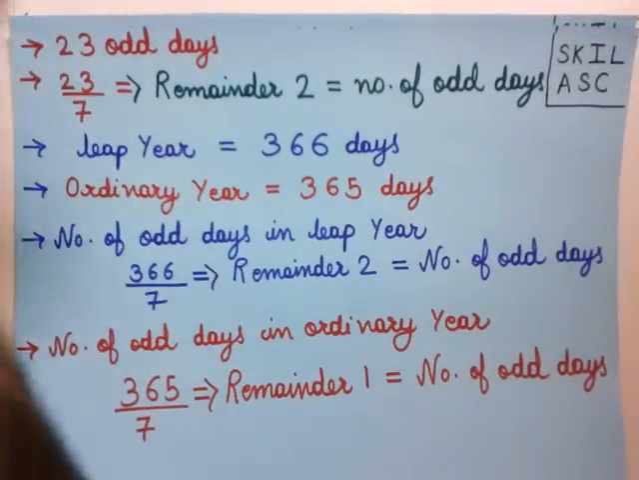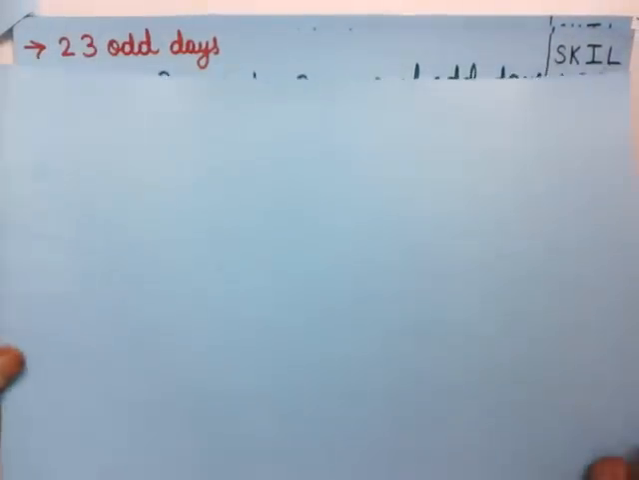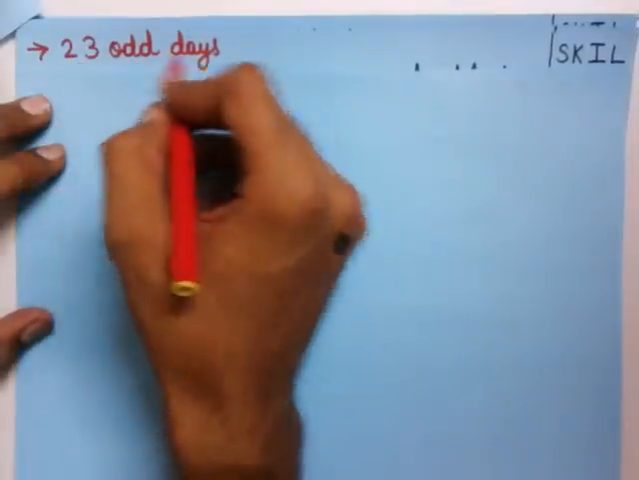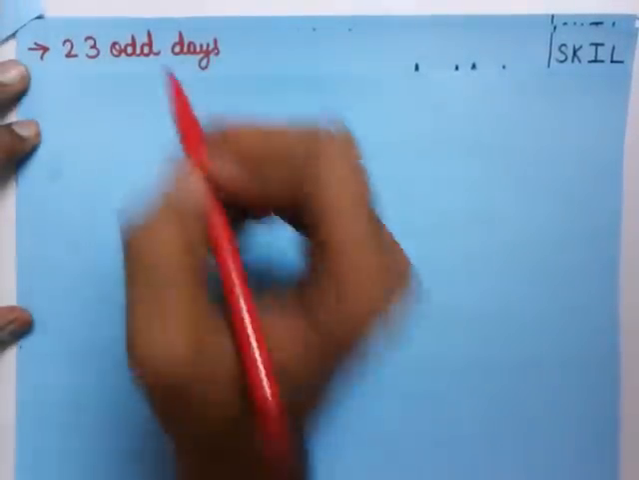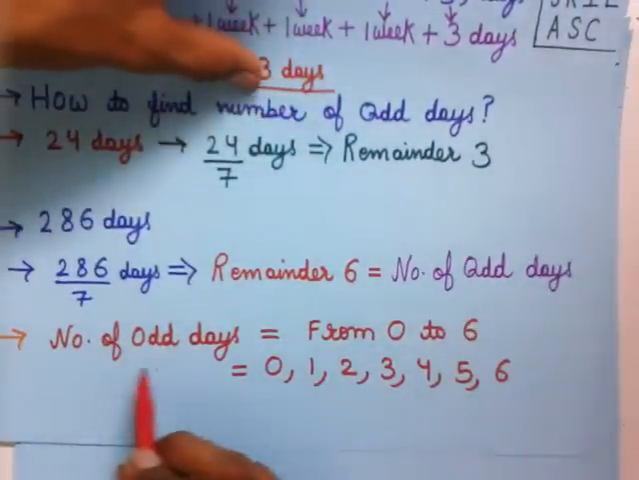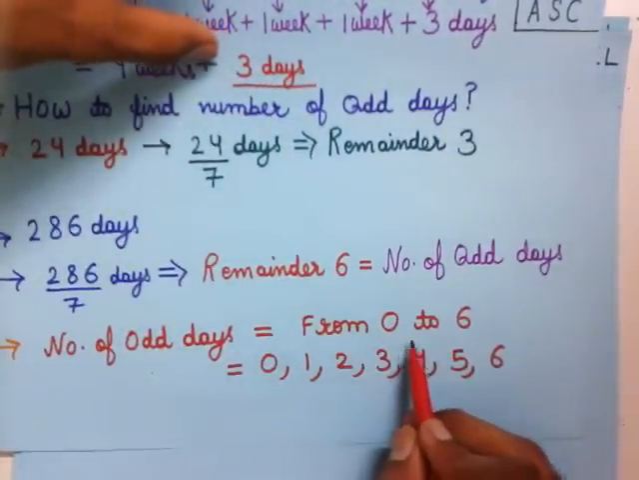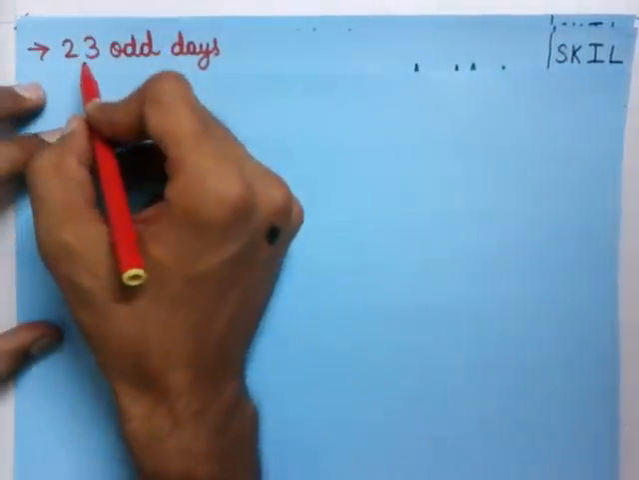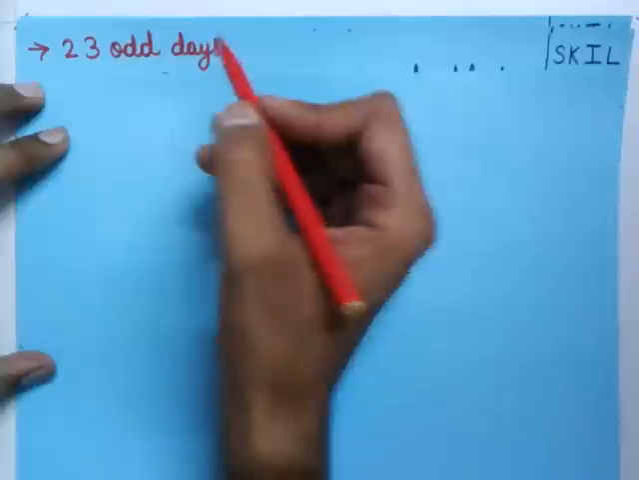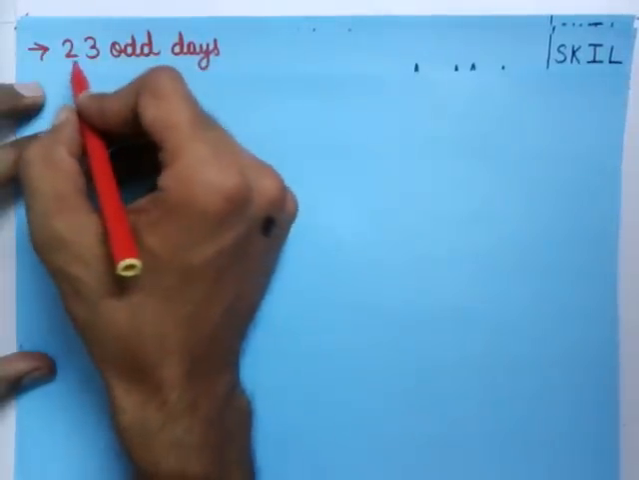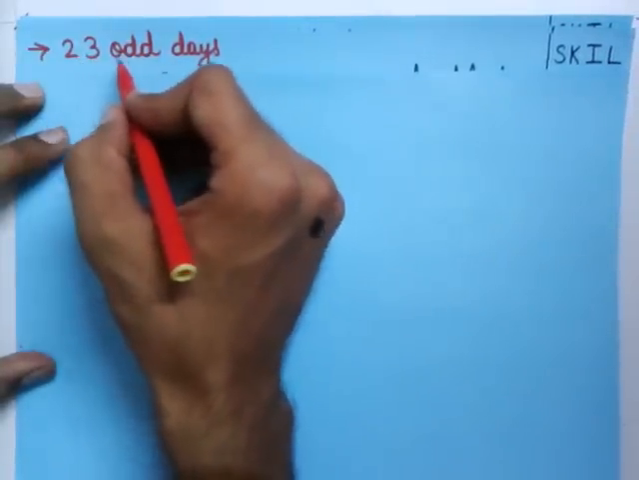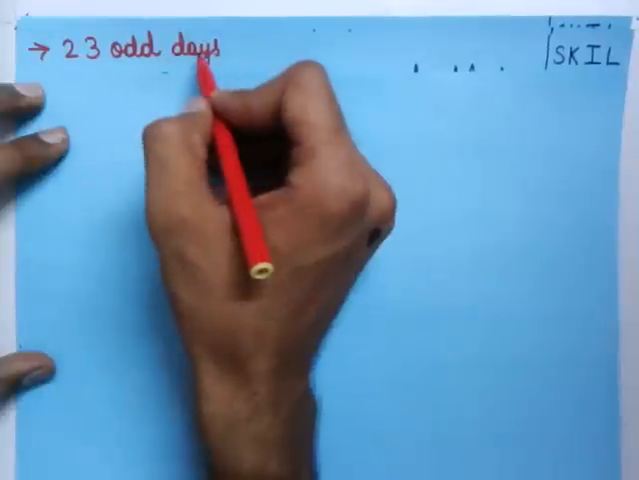Now you see, we take an example of 23 odd days. Suppose we have 23 odd days. Before, we have seen the number of odd days can only be from 0 to 6. And here we see there are 23 odd days. It means this is not the correct number of odd days.